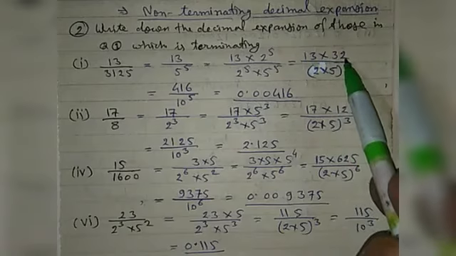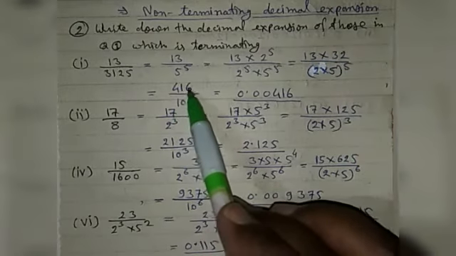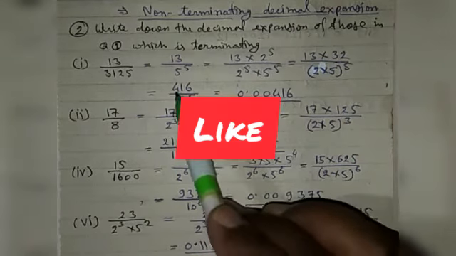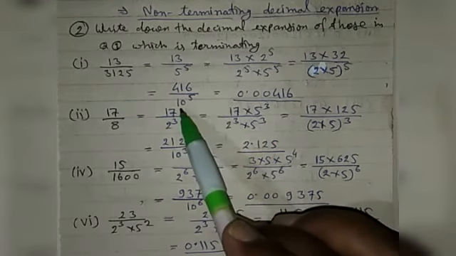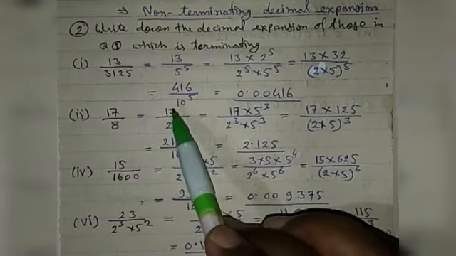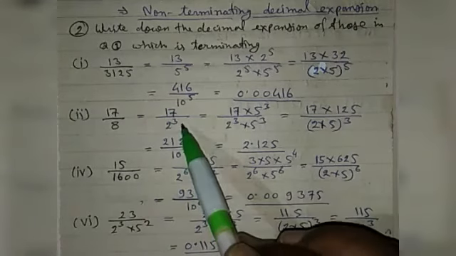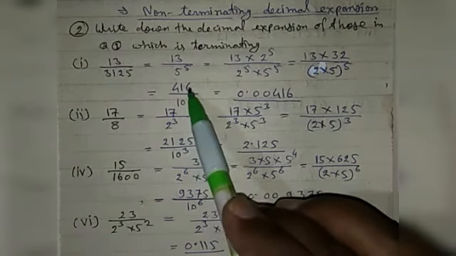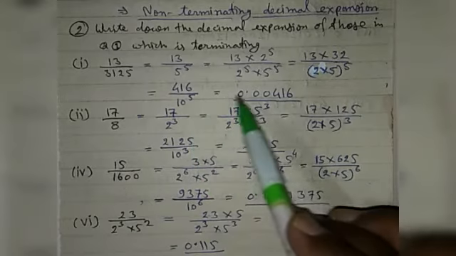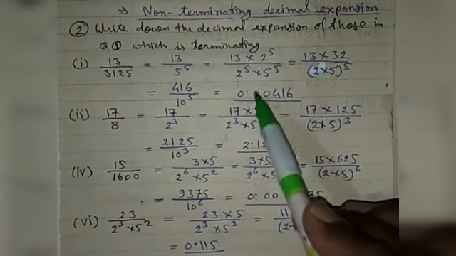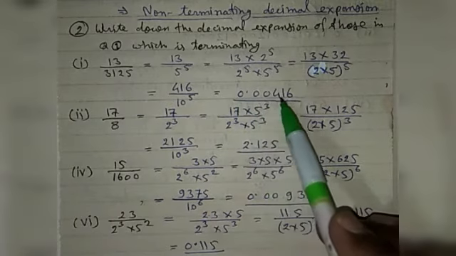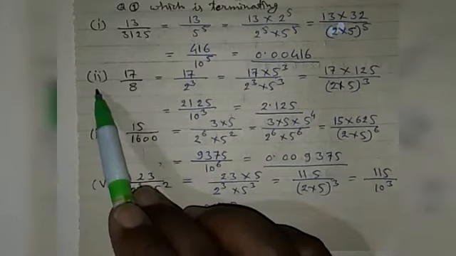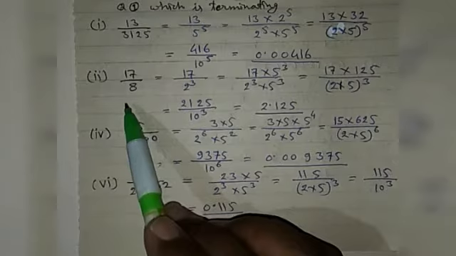And 13 into 32 will give 416. So here 416 divided by 10 power 5. Dividing by 10 power 5 means you have to put the decimal at 5 places. So here only 3 places are in the numerator. So you have to add 2 more zeros on the left hand side to get the 5 places. So you will get 0.00416.